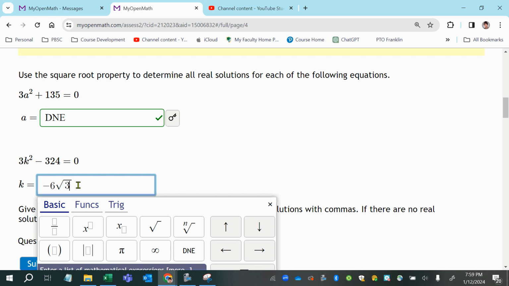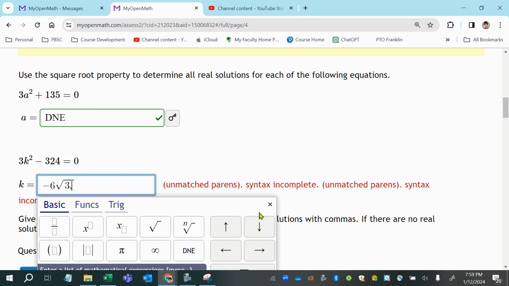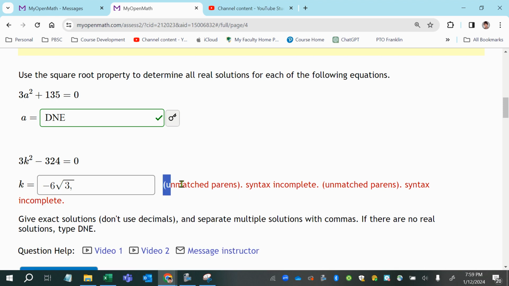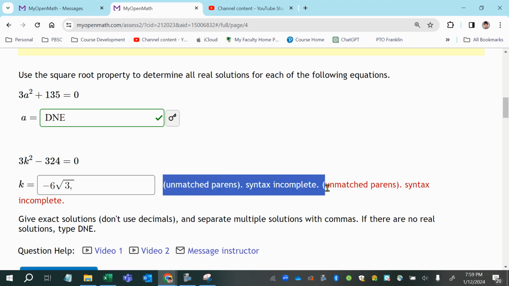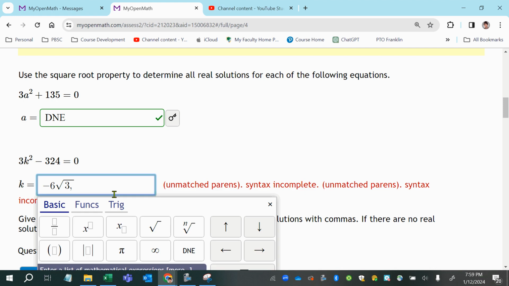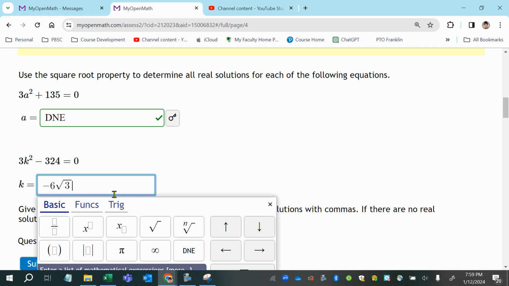For instance, in this case, I'm going to use my right arrow key. And now I'm outside of the square root. So when I put my comma, it's not stuck underneath the radical. Because you need to notice when I was still under there and I put the comma, you see I'm getting a warning about syntax, because that comma is not supposed to be under there. It's supposed to be on the outside of the radical. And then 6 square root 3.